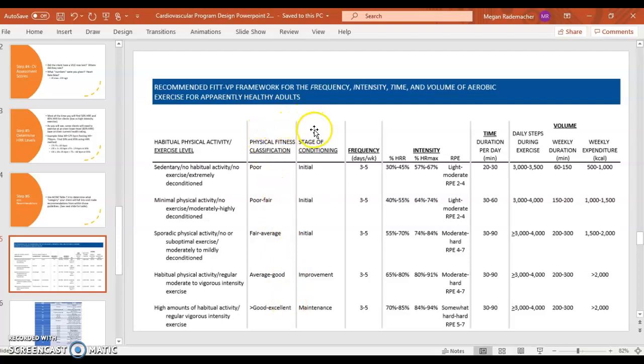We also added in this column here, which is the stage of conditioning. Again, we said there are 3 stages of conditioning: initial, improvement, and then maintenance. For us, we're going to be really concerned about the frequency or number of days a week a client can exercise. We're going to pay attention to this first column in intensity here, which is going to be their percentage of heart rate reserve, the time or duration per day of exercise, and then in volume, realistically, most of us are going to look at that weekly duration in minutes. Okay? So we're going to use that table 7.4 to determine where our client will fall.